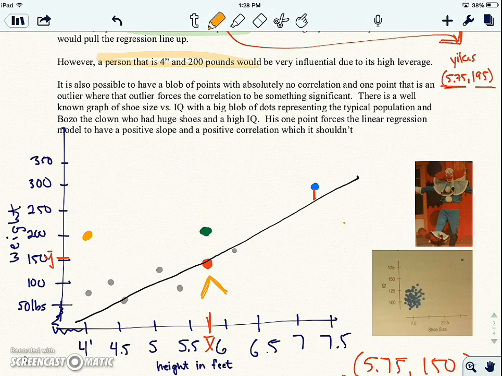Usually. Well, definitely. But it's not always going to be influential because, like for Shaq, he's got high leverage. He's really far away from the average X, but he's still following the trend line, so that's not very influential.